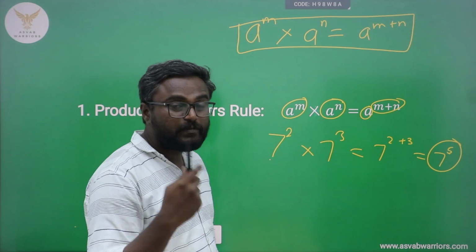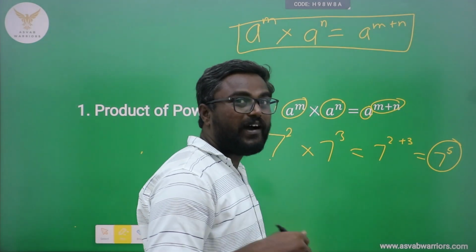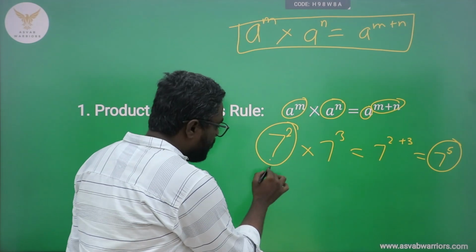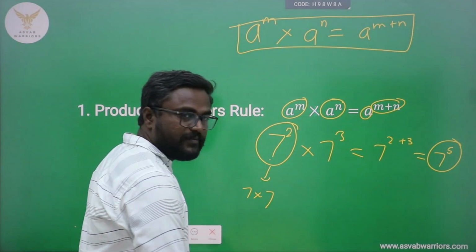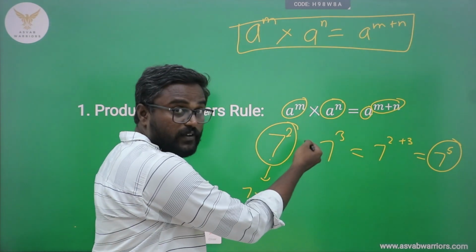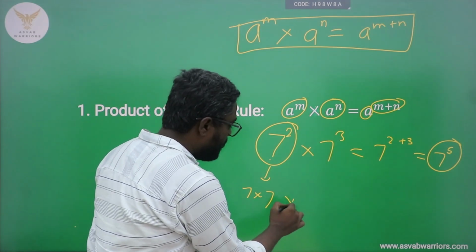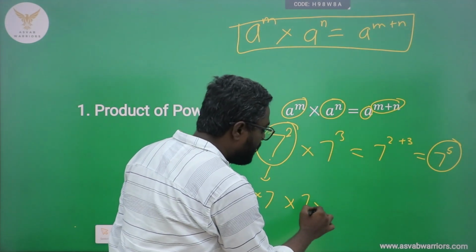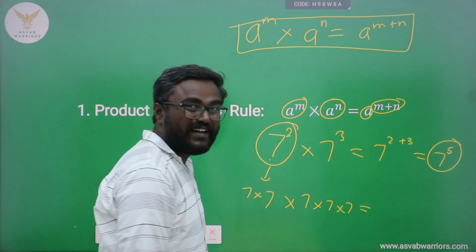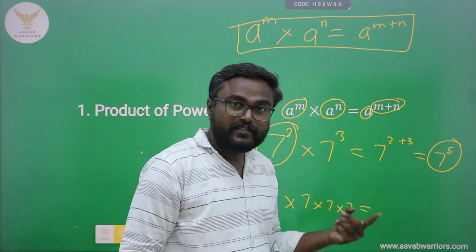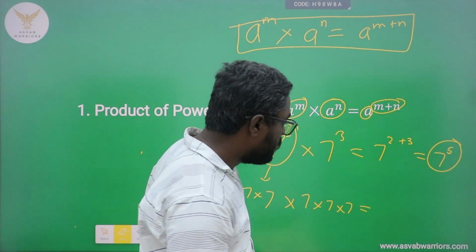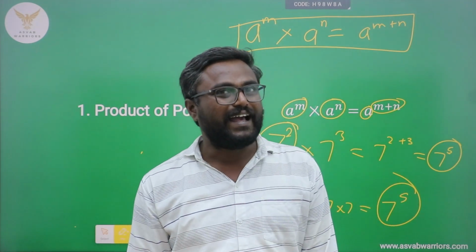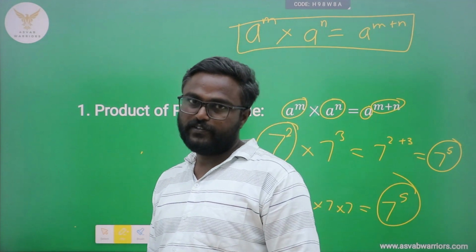But now, let me explain how we got to this conclusion. 7 to the power 2 is 7 times 7. 7 to the power 3 is 7 times 7 times 7. So what do you get? 7 is multiplied with itself 5 times. So 7 to the power 5 is your answer. I hope you understood this rule.